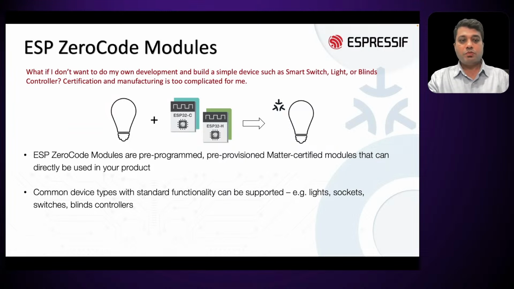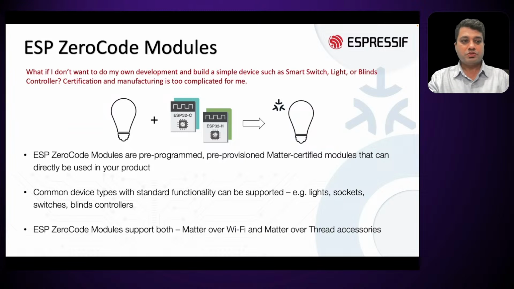Espressif supports most common device types with this standard functionality, for example, light bulbs or different form factors of lights, sockets, receptacles, switches, and also blind controllers. We are continuing to add more and more devices supported by the ESP Zerocode modules. They can support both Matter over Wi-Fi as well as Matter over Thread accessories, using Espressif's ESP32-C series and ESP32-H2 SoCs and modules.